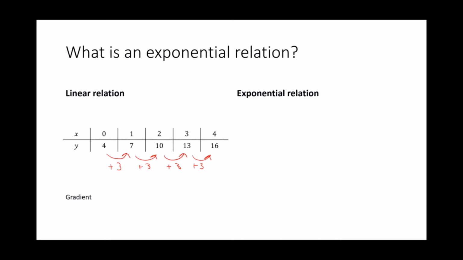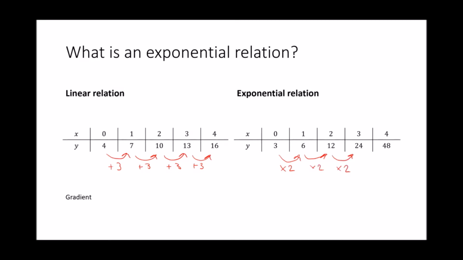Now, an exponential relation is in a way similar. We can again put it in a table, but instead of adding the same thing every time, we are multiplying by the same number every time. So in this case, every time it's multiplied by 2. So from 3 to 6, from 6 to 12, from 12 to 24, and from 24 to 48. And you may remember from the previous videos, if you multiply by something, it's called a factor. So this number, this 2, is called the growth factor.